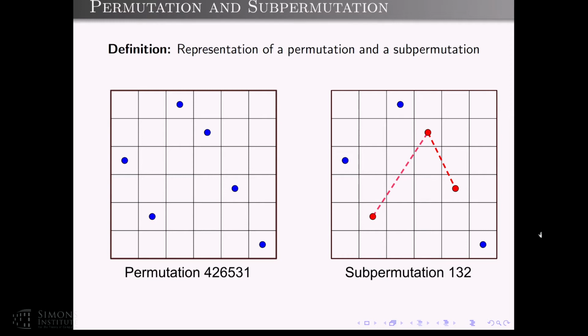A subpermutation is such that from the original permutation, you pick a subset of the dots and only consider the relative orders of those dots. And this gives us a subpermutation. So for example, if you choose the 3 red dots over here, then their relative order is 1, 3, 2. And so we say 1, 3, 2 is a subpermutation of the permutation on the left.